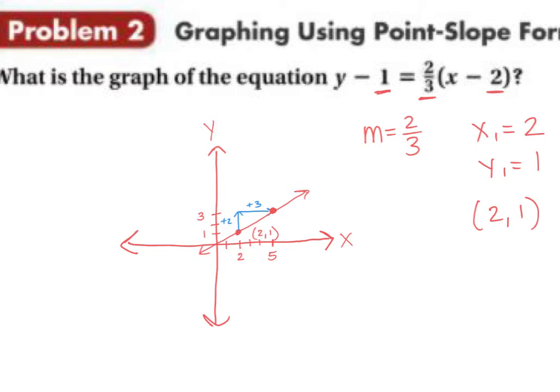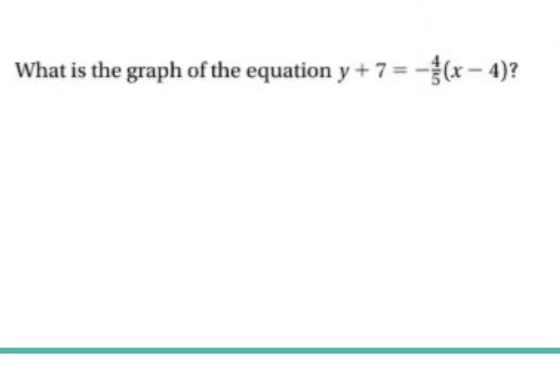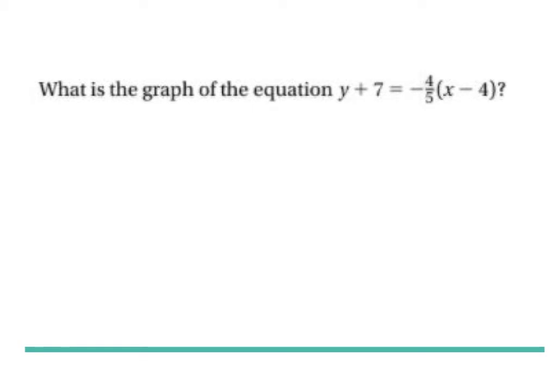Okay, we're going to do one more just like this. Does anyone need more time on this slide? We're almost there, guys. We've only got 2 more problems. What is the graph of the equation y plus 7 equals negative 4 over 5, x minus 4?